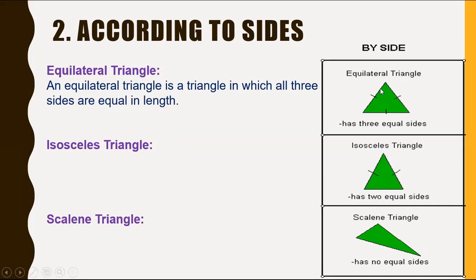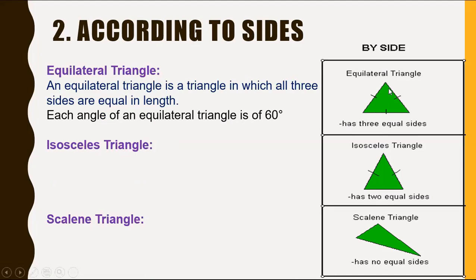For example, this is triangle ABC. So AB, BC and CA, all these three sides are equal in length. It is called an equilateral triangle. Now, one important point here is that each angle of an equilateral triangle is 60 degrees. Here it shows each angle of an equilateral triangle is 60 degrees.